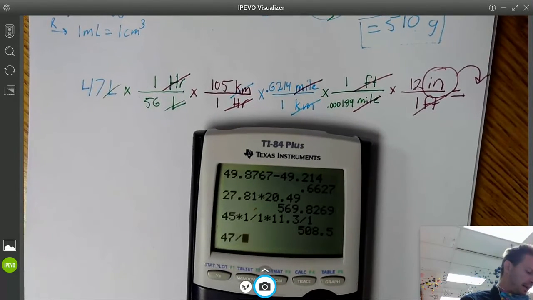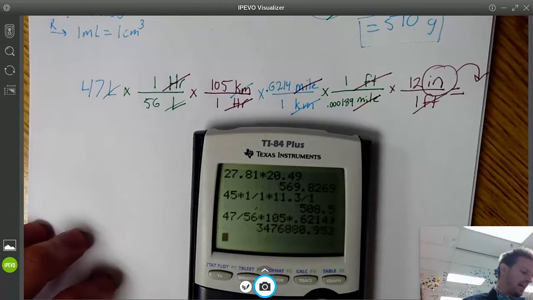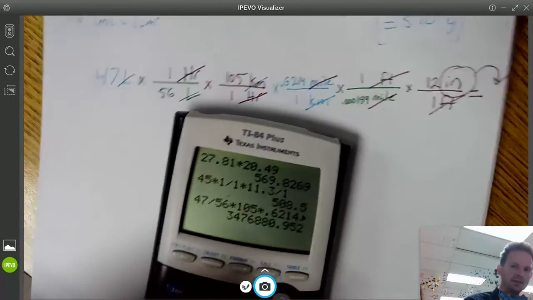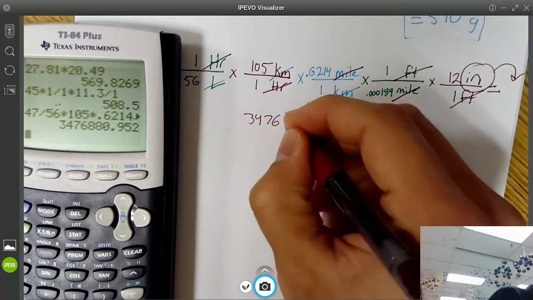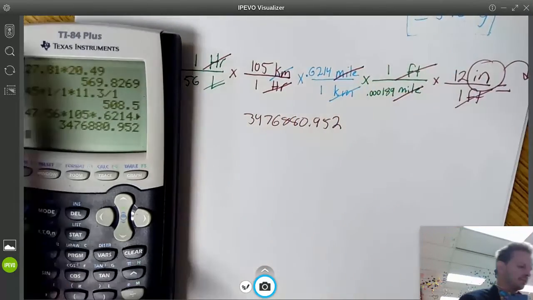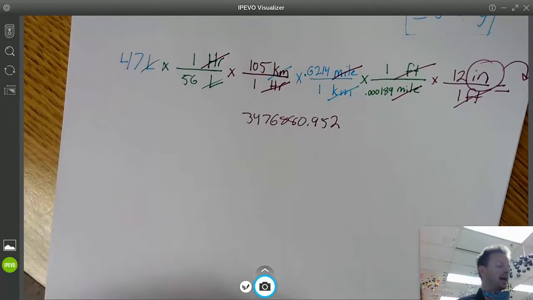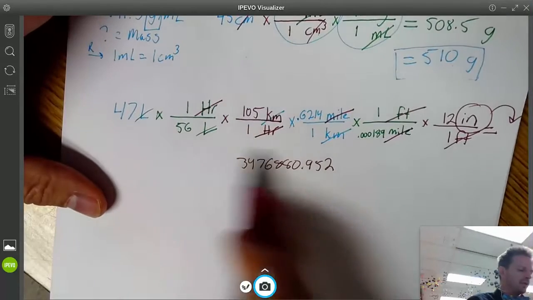Okay, so putting it into our calculator, we have 47 divided by 56. I'm not going to worry about the 1 times 105 times 0.6214 divided by 0.000189 times 12. Okay, I didn't put any of the ones in. Our answer comes out to be, oh boy, that's a long guy, 3, 4, 7, 6, 8, 8, 0.952. Great. What do we got to do? We got to take a look at significant figures.